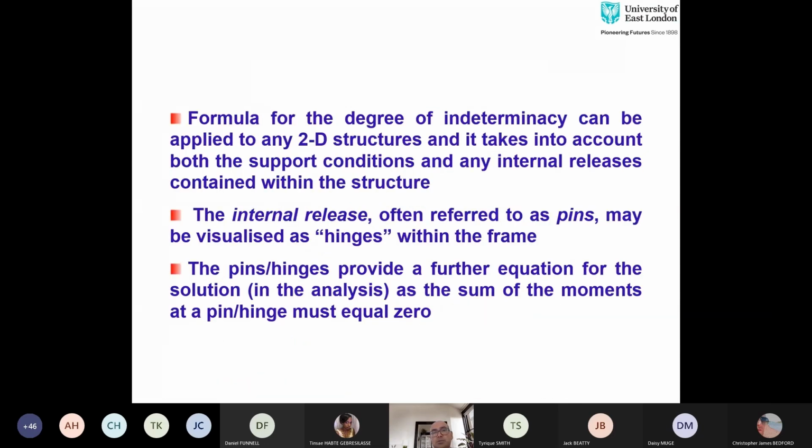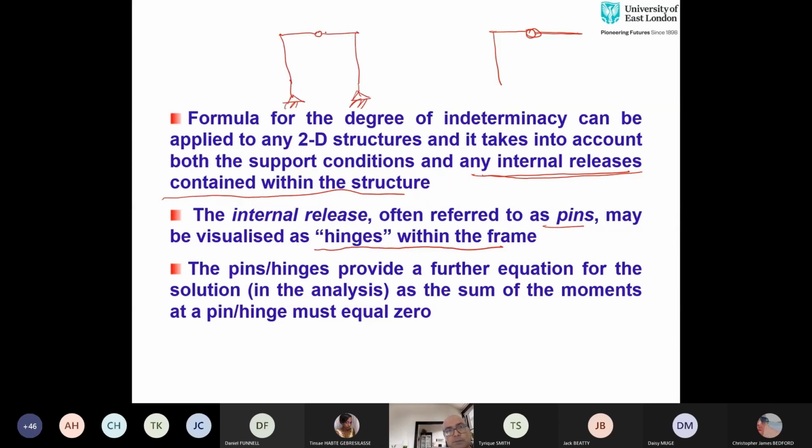This can only be applied to 2D structures. It takes into account both support conditions and internal releases contained within the structure. The internal release, often referred to as pin, may be visualized as hinges within the frame. Now this structure has got a pin over here. This is internal pin. So this formula will take into account that internal pin.